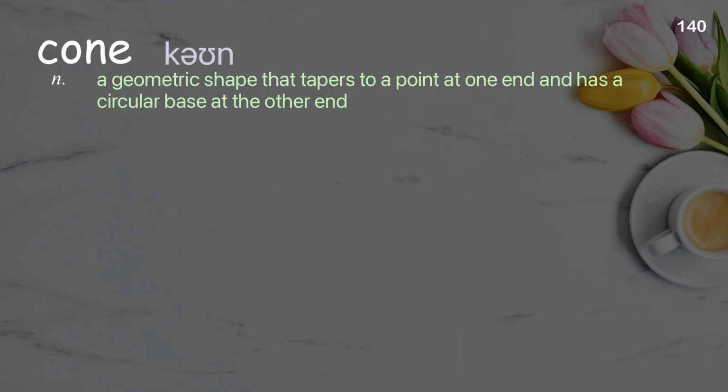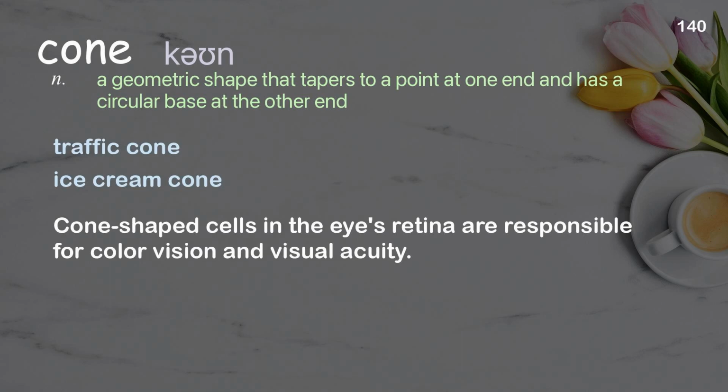Cone. A geometric shape that tapers to a point at one end and has a circular base at the other end. Examples: traffic cone, ice cream cone. Cone-shaped cells in the eye's retina are responsible for color vision and visual acuity.